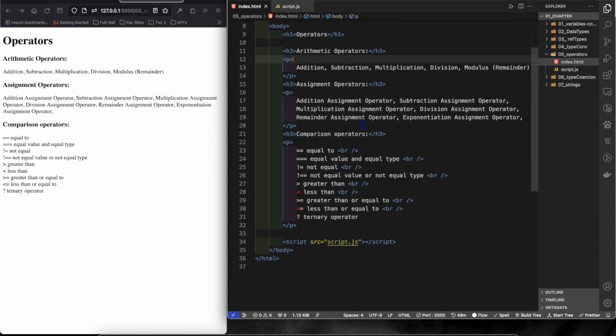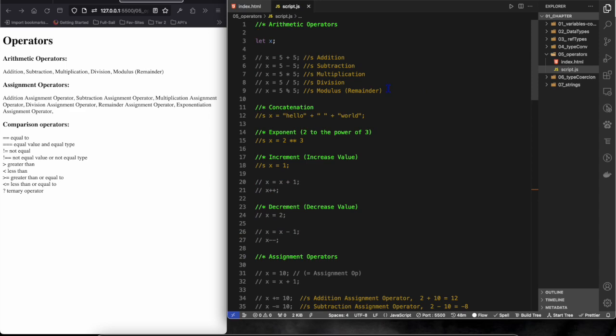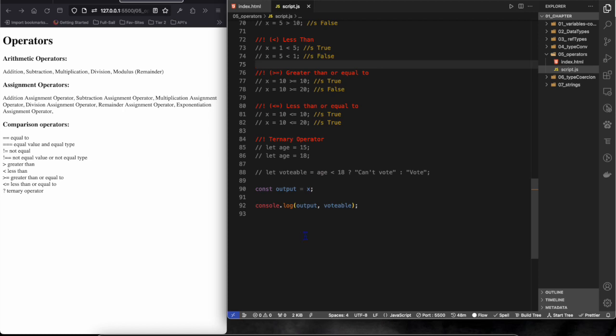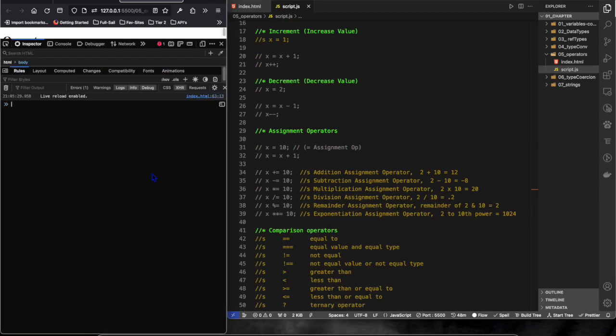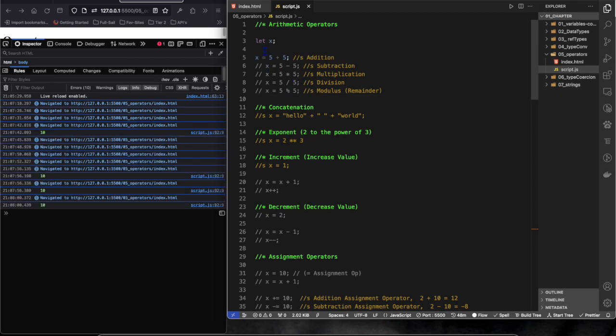Okay, we have a basic HTML template with our script in it once again, and now we're gonna go over it. What we are doing here is essentially logging out X to output and then console logging output. Okay, let's get our console up and let's get going. The first one we're going to be doing is addition. We have let X, so we're going to make everything equal X so we can log it out.